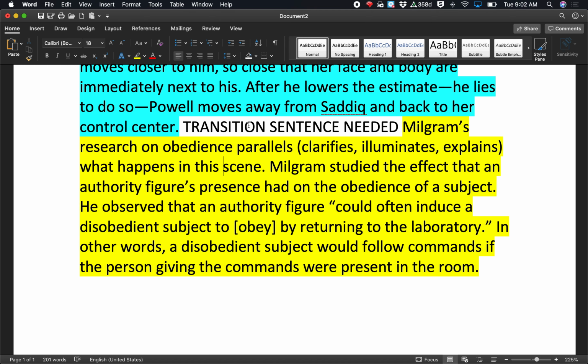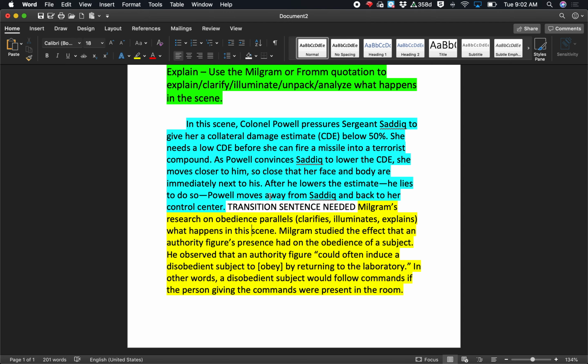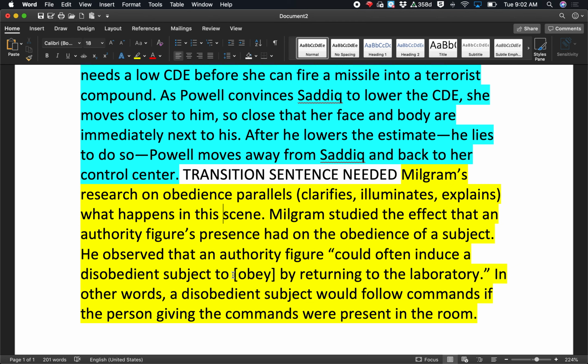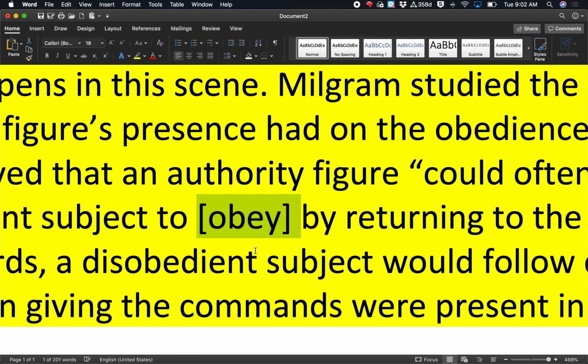Okay, a few comments on the yellow portion. As far as length goes, that's about right. It's going to take up maybe a third of your paragraph. Here, I wrote obey, but I put it in brackets. Does anyone know why I did that? By the way, the quotation says go on. Why would I do that?